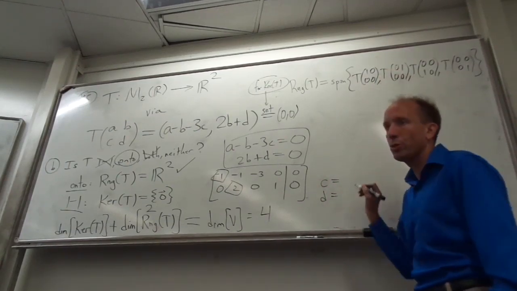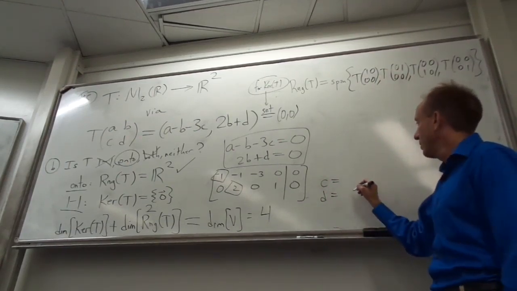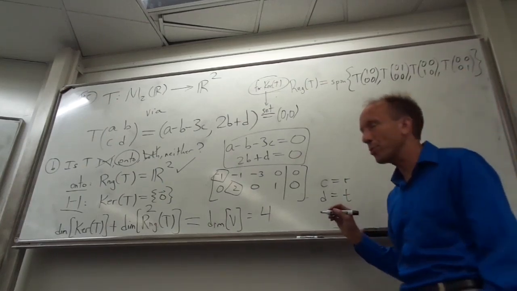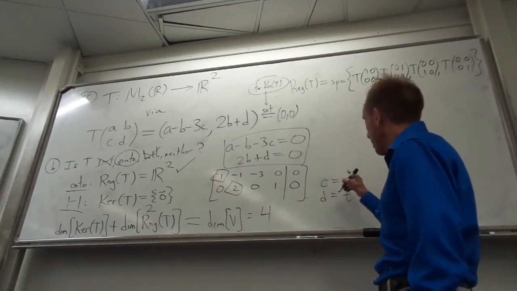So what variables do you want to call them? T and R. T and R, those are my favorites. I don't like to use S because it looks like a 5 to me most of the time. I use C and R, or R and T, I mean.